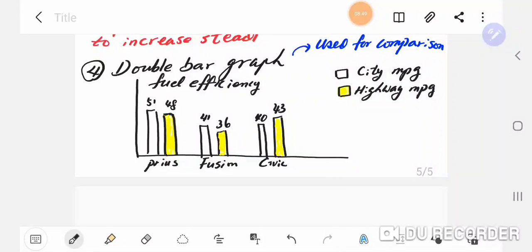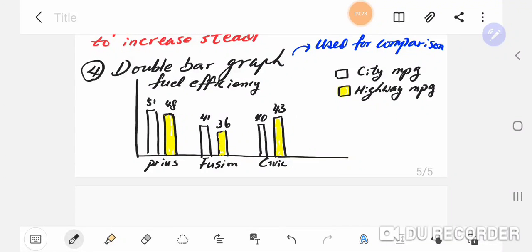Okay, the double bar graph is used for comparison. In this case, there are 3 cars, and this double bar indicates the fuel efficiency. In the case of Prius, the mileage is 51 miles per gallon in city and 48 miles per gallon in highway. And for the Fusion, it is 41 city and 36 miles per gallon in highway. And Honda is 40 and 43.